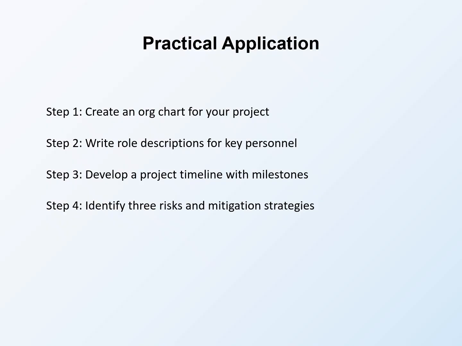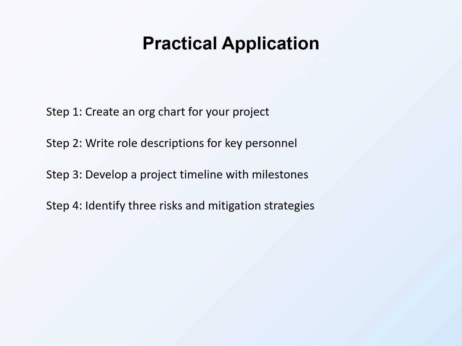Step 1. Create an org chart for your project. Show positions, reporting relationships, and any advisory bodies. Visual representation clarifies structure. Step 2. Write role descriptions for key personnel. For each key position, describe responsibilities, time allocation, and how qualifications match the role.